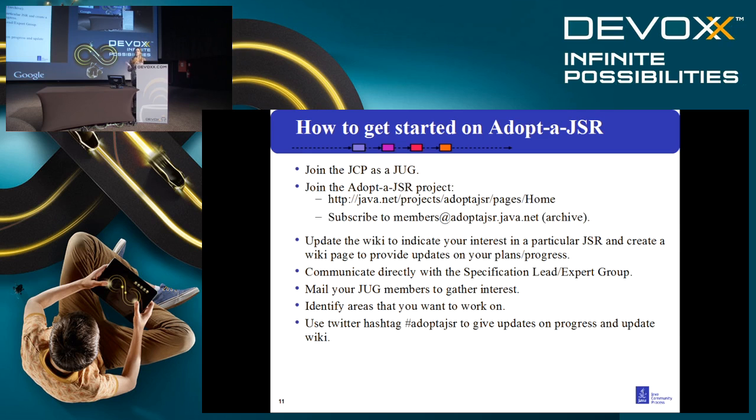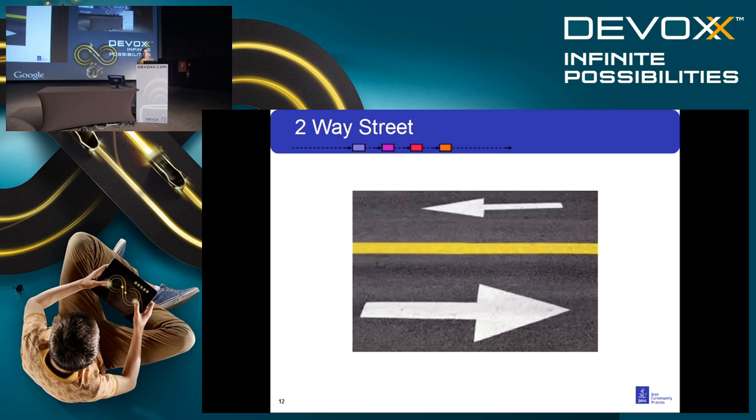It seems Twitter's an efficient place to share that feedback, as well as on the mailing list, to update other Java user groups around the world on what you're doing with the hashtag AdoptAJSR. And really what we found through this experience of the two major releases in the 2 years is it really is a two-way street. As I mentioned before, it takes the leader of the Java user group as well as the leader of the specification to work together.